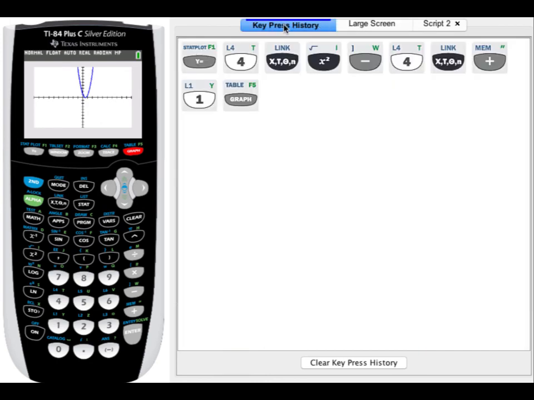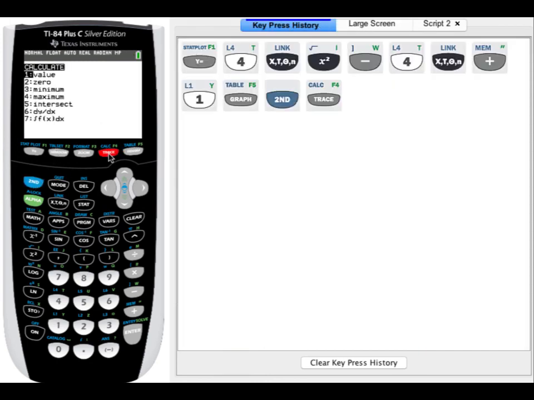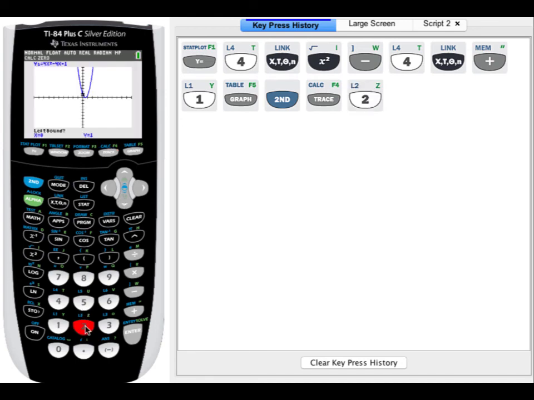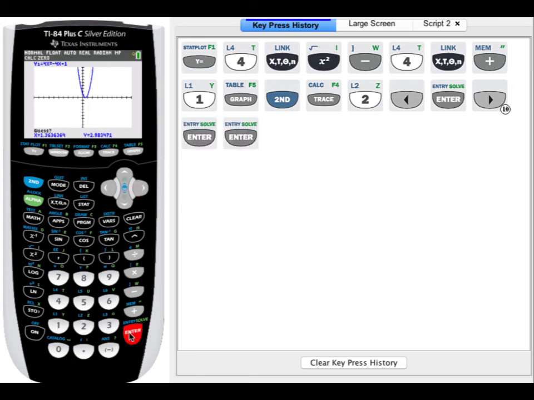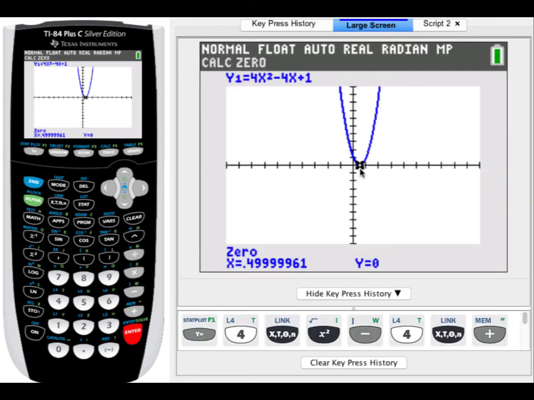Remember, to find that, we're going to go to second trace, which is our calculate button, and I'm going to move down to zero, which is number 2. Now it says left bound, so my cursor needs to be to the left of that zero. Now it says right bound, so my cursor needs to be to the right of that zero. Push enter, and then enter one more time, and it gives us our solution. Notice here it gives us 0.49999, which rounds to 0.5.